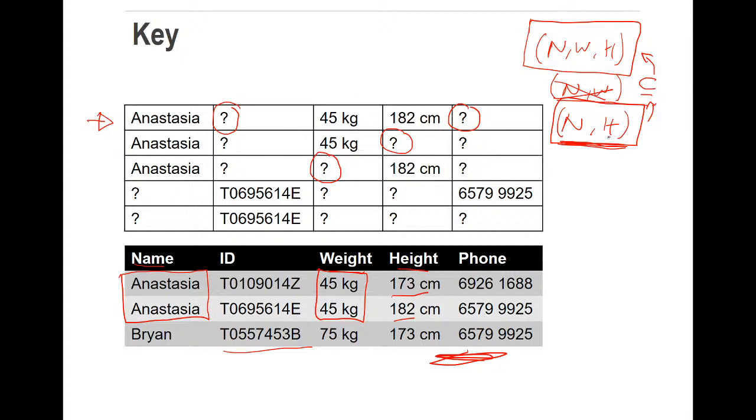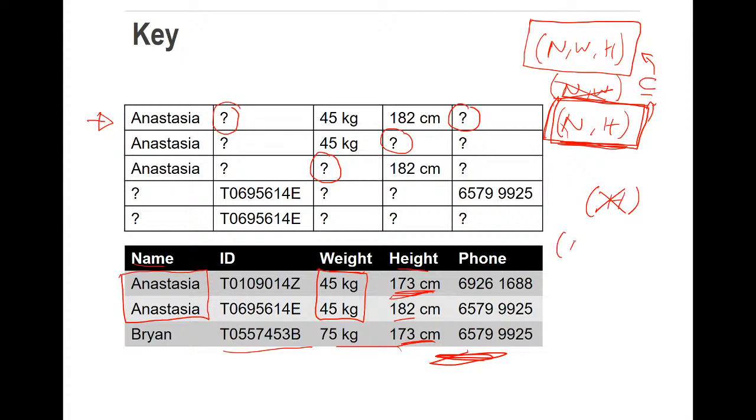So a key must be minimal. And what do we mean by minimal? Minimal means that if we remove any single attribute, it will no longer be a superkey. So we look at this: the name and the height. Is this actually a key? The answer is yes, because if I remove N, I am only left with H. The height will no longer uniquely identify the rows. So this one is not.